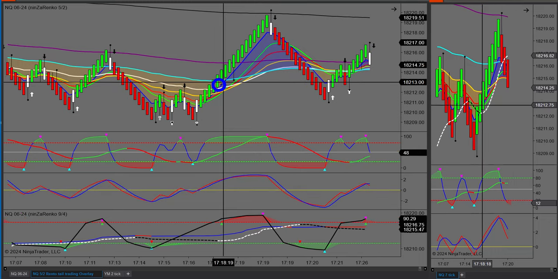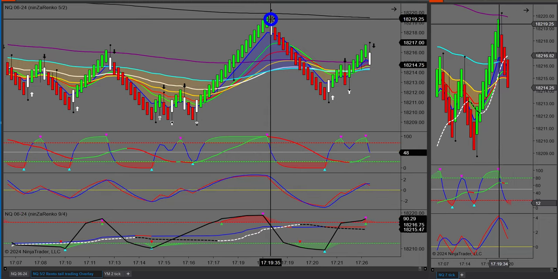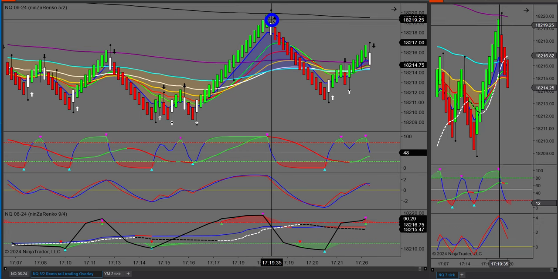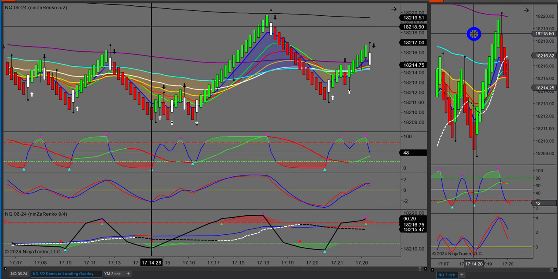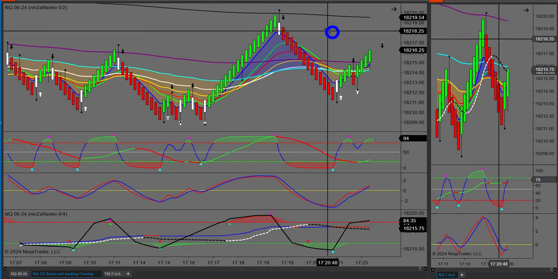So you can see here, we've retraced. We've hit the anchor chart 1 200 EMA. You can see it just there. Now, we actually call that a T12. Now, a T12 is a very high probability trade when you're trading in the direction of a trend.